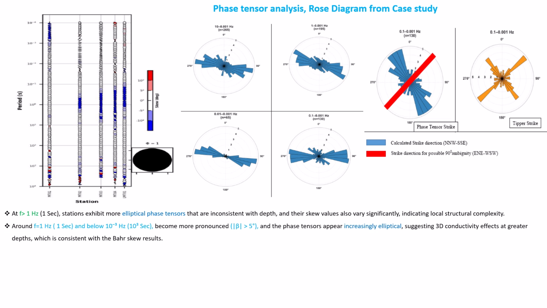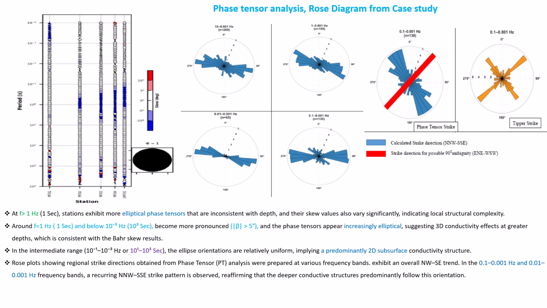For frequency equal to 1 hertz, that becomes more prominent. The phase tensor appears more elliptical in nature, which is suggesting 3D conductivity effects at greater depth, and which is consistent with the Bahr skew results. And at the intermediate frequencies, that means 10 to the power minus 1 to around 10 to the power 1 to 10 to the power 3 seconds, the elliptical orientations are generally more uniform. That means predominantly 2D subsurface conductivity structures, and there are also rose plots.